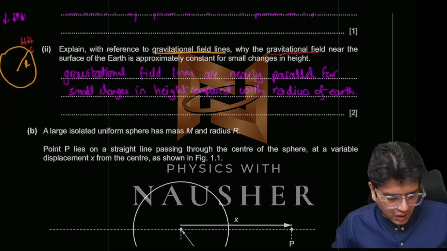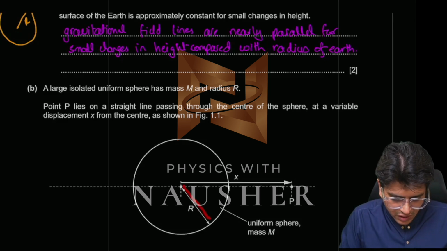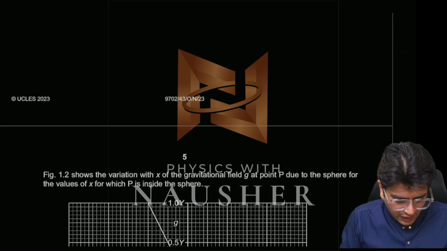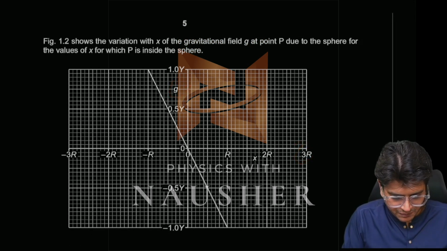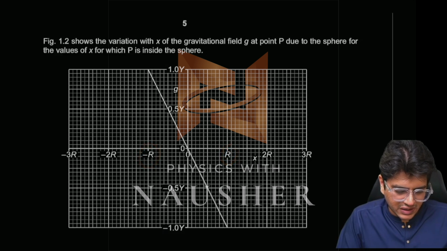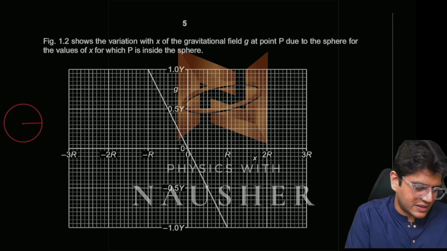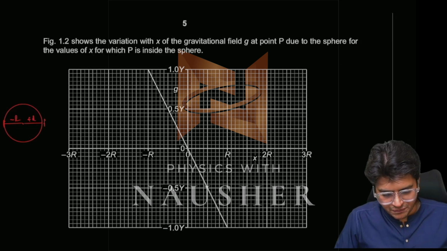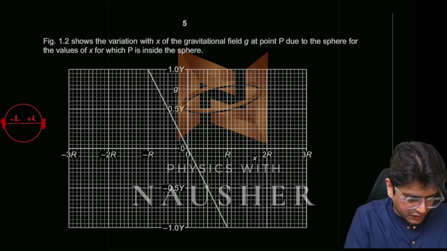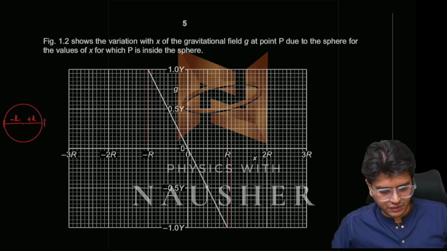Now, part B. A large isolated uniform sphere has this mass. The radius is R, and point P lies over here. This is how the gravitational field strength varies with the distance, so they've given you this graph. When they show R and minus R, it means that if this is the planet, you're either on this side or on this side. Up to the surface, the gravitational field strength just keeps on increasing, so it's going to be maximum at the surface of the planet.